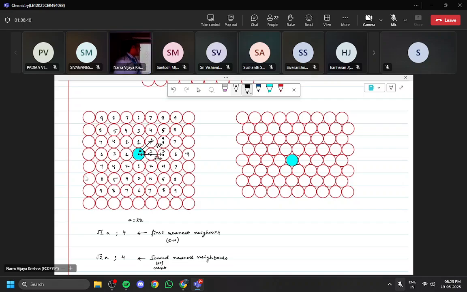Count the distance between this 9th and this 9th. This is 1a, 2a, 3a, 1a, 2a, 3a, 3a, 3a. So 3a, 3a, root 18. What about this one? A, root 16, which is closer. So that is 9, not this one. So that is the 9th nearest neighbor.